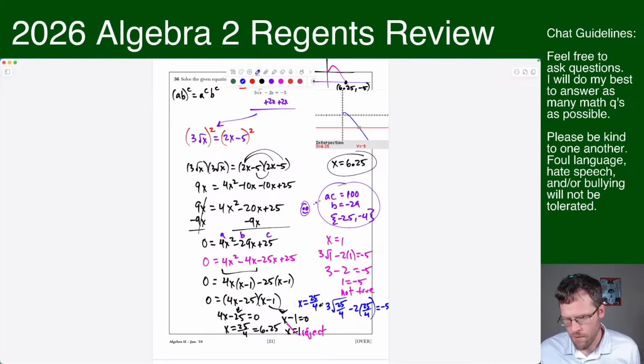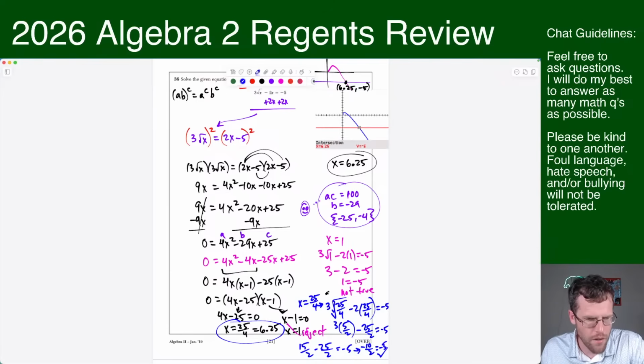So now I plug in, and this would make 3 times, this is, let me see here, all under 1 square root. So 3 times the square root of 25 is 5, and then over 2. And then minus, this would give us, let's see, 2 over 4 reduces to a half, so I get minus 25 over 2 equals negative 5. And then this would be 15 over 2. So 15 over 2 minus 25 over 2 equals negative 5, which gives us negative 10 over 2 equals negative 5, which is true. Okay, so that's why this is our answer, but this is not.